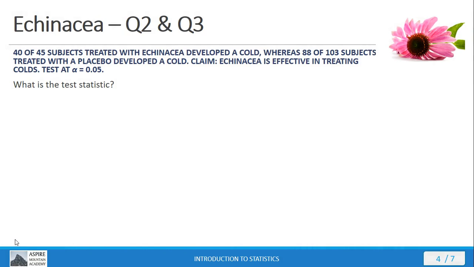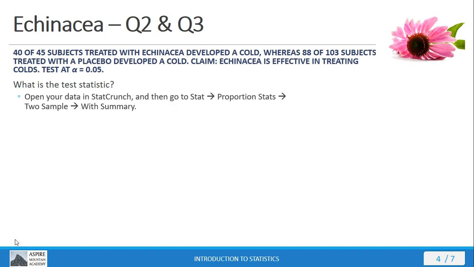The value of the test statistic we can get by using that monstrous equation that we saw in the previous mini lecture, or if we want to join the 21st century, we'll use StatCrunch. So in StatCrunch, go to Stat, Proportion Stats, because we're dealing with proportions, to Two Sample, because we've got 2 samples we're comparing, and we want to choose With Summary because we don't have any actual data, just summary stats.